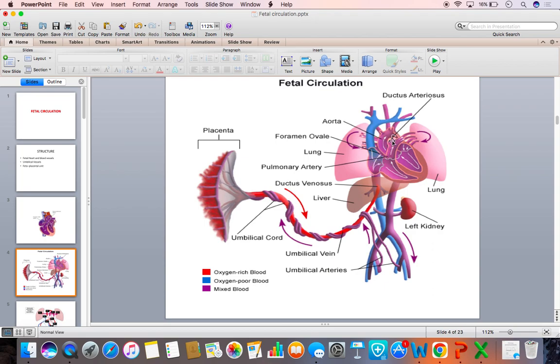And the other structure, the ductus arteriosus, receives the right ventricular output blood via the pulmonary trunk and ultimately empties into the descending aorta, which in turn supplies the trunk and the lower extremities. And the pulmonary arteries take this deoxygenated blood to the placenta via the umbilical cord for reoxygenation.